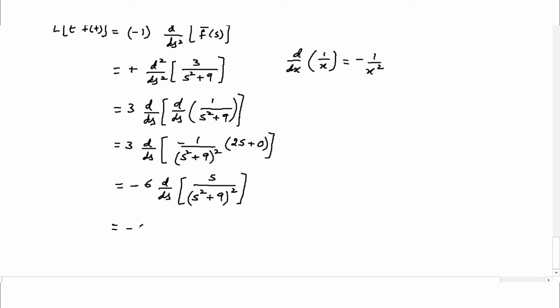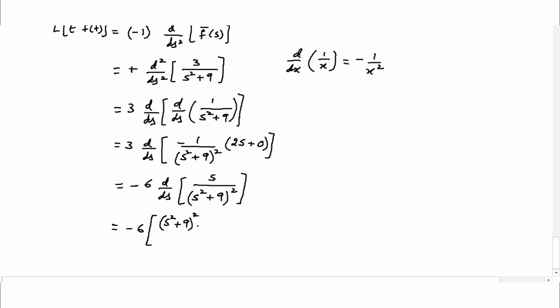So in the previous example we have used the formula d by ds of u by v form. So let us use the same formula over here. The numerator value is your u value, the denominator value is your v value. So the formula is v into u dash. v value over here is s square plus 9 whole square.